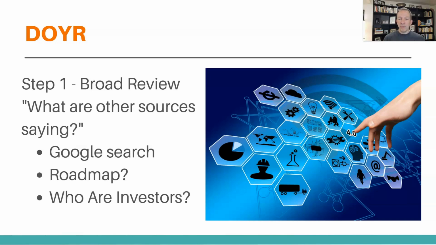So a broad review for me is, what are other people talking about? I'll do a Google search. I'll look and see if there's a roadmap that's been published. And if it's a new blockchain, for example, I like to look at who are the investors. And this is where you can get a clue about whether this is something that's going to be fairly significant, because not only are people putting their money into it, but they're putting their reputation. So there are some big Silicon Valley type investors with really large funds, and they're putting their name behind it. And they're also stating publicly what their expectations are.